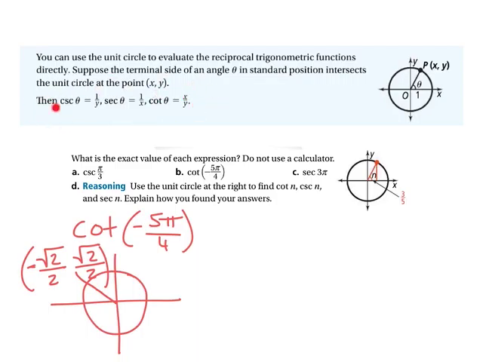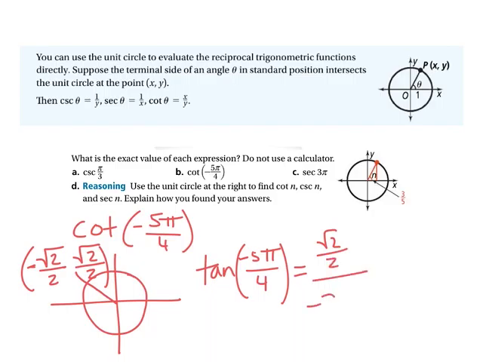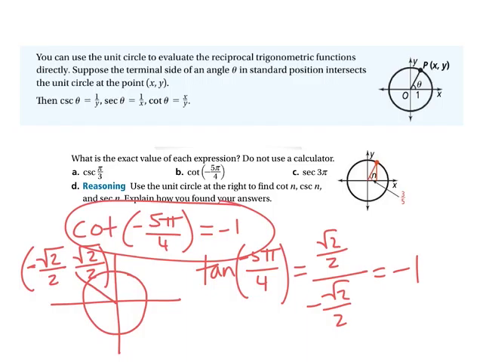So this may require memorization, whereas understanding that cotangent and tangent are reciprocals doesn't require memorization, it requires understanding. So the tangent of negative 5 pi over 4 would involve putting sine over cosine. So root 2 over 2 over negative root 2 over 2, which would give me a negative 1. And guys, the reciprocal of negative 1 is still negative 1. So our cotangent of negative 5 pi over 4 is going to be negative 1.